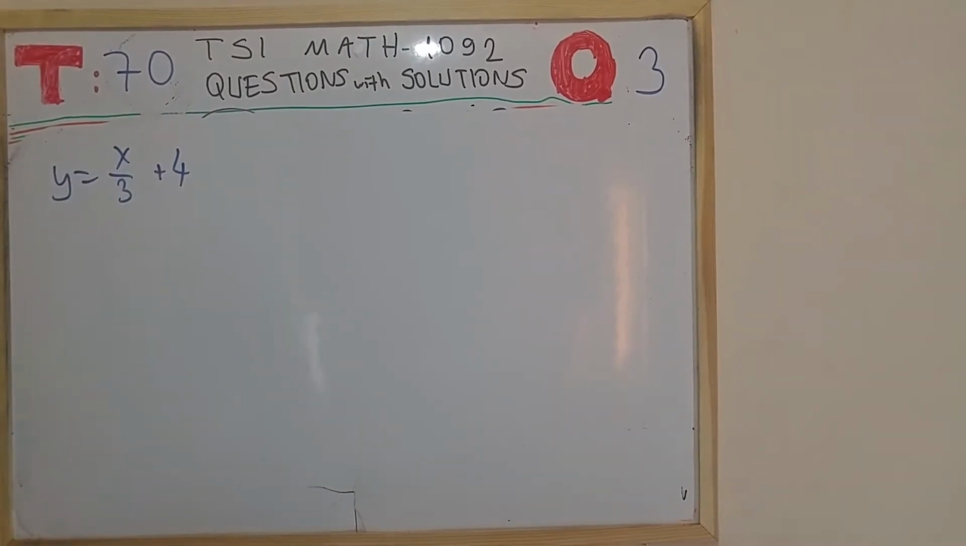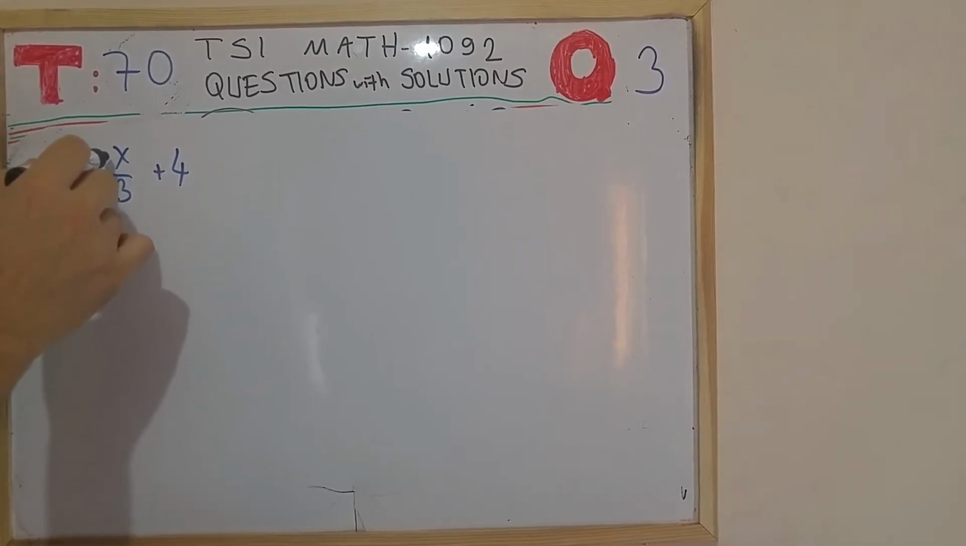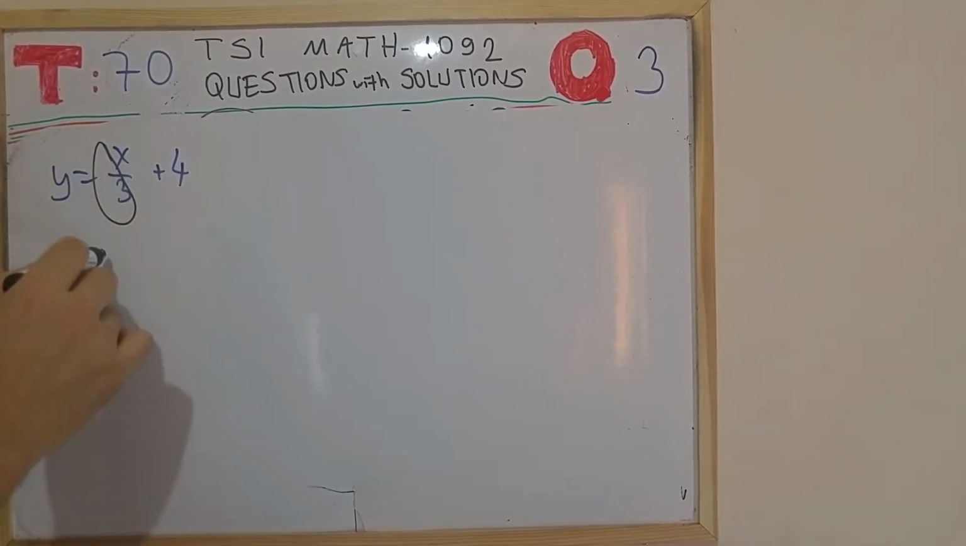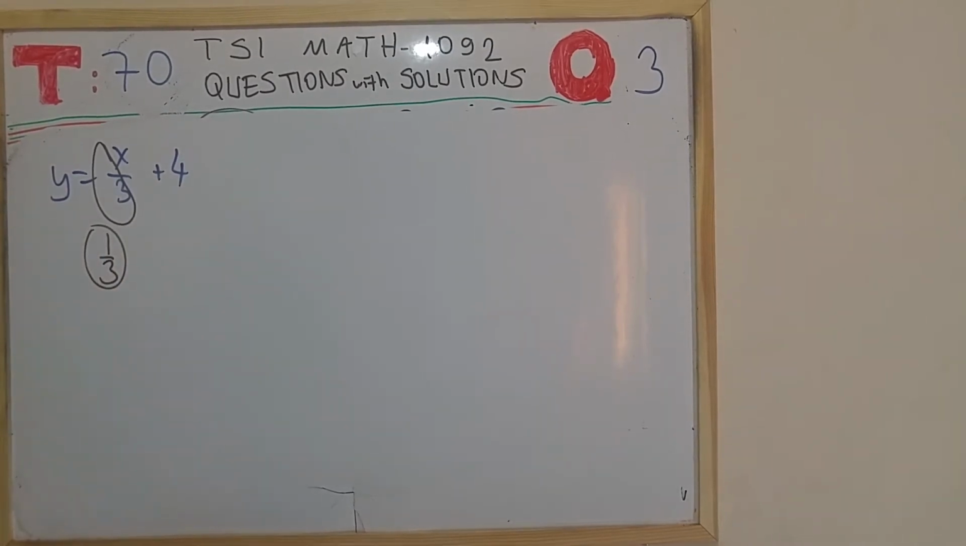Slope is the coefficient of x when the coefficient of y is equal to 1. And here the coefficient of x, as you see, is actually 1 over 3. That's why the slope is equal to 1 over 3.